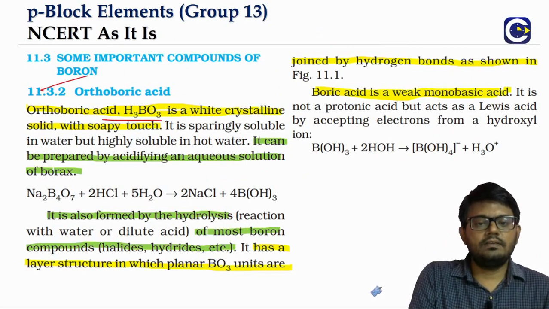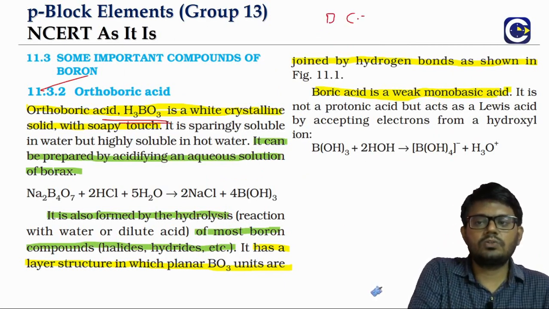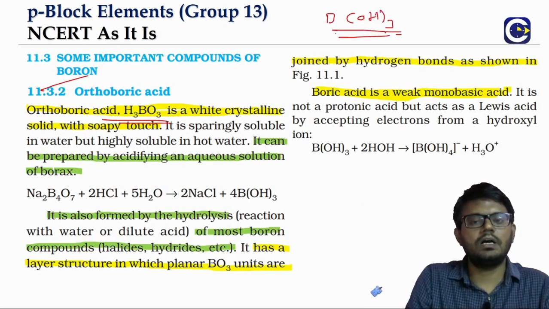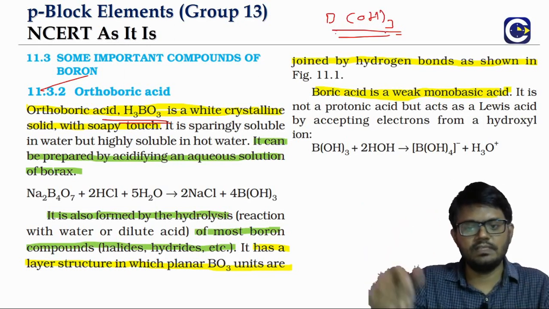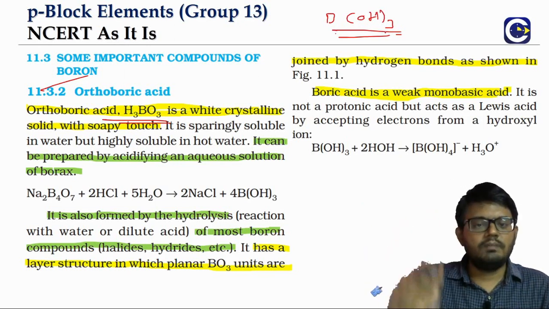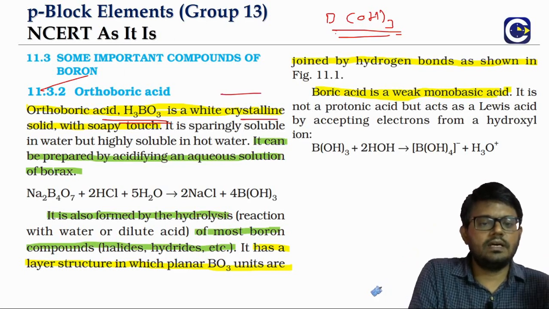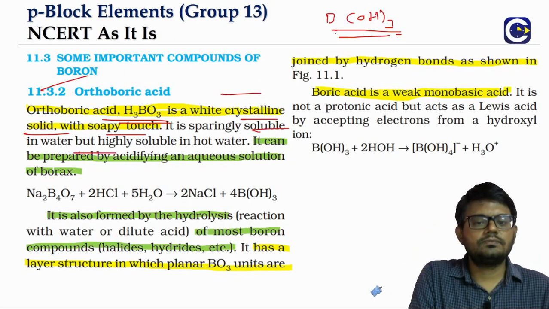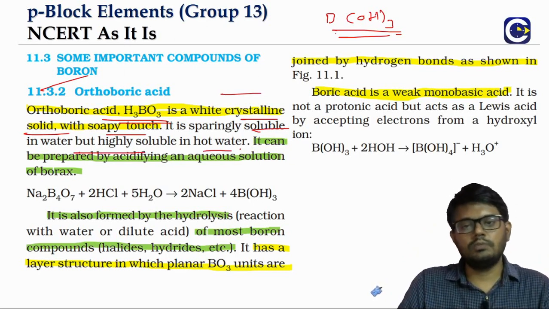Orthoboric acid, with the formula we will write as H3BO3, but actually we can also represent it like this: B(OH)3, where boron is bonded to 3 hydroxyl groups. But the structure will not be like that. We'll have a different structure. It will have a planar structure. We'll talk about that later. But the orthoboric acid is a white crystalline solid with a soapy touch. It's sparingly soluble in water, and if you want to make it more soluble, we have to take hot water.